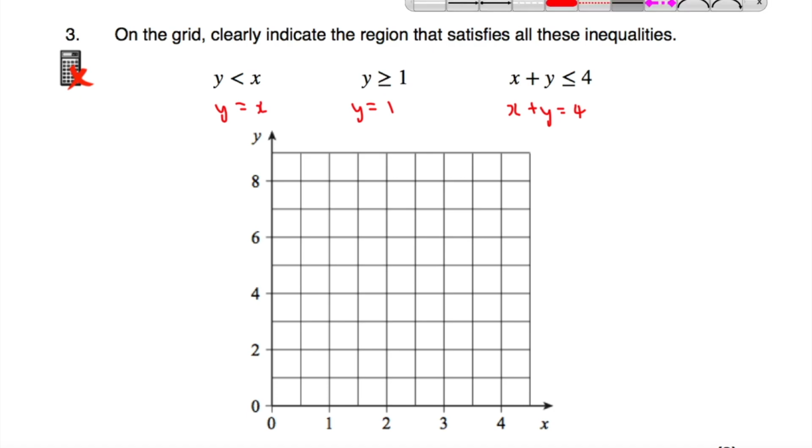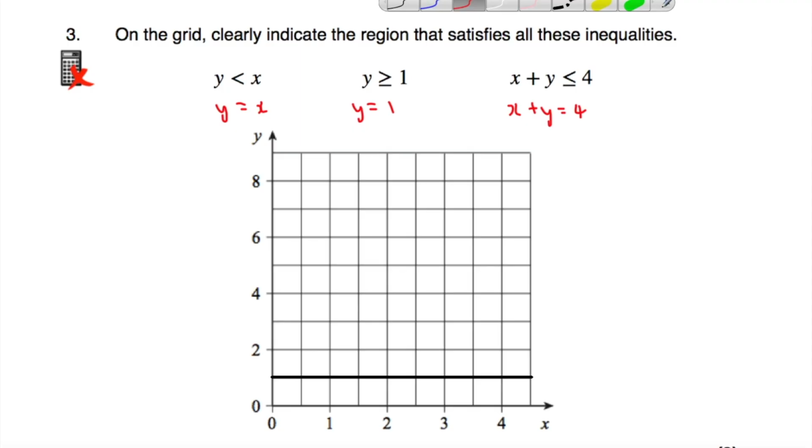So the line of y equals 1 would look something like this. It'd be a horizontal line passing through 1 on the y-axis. So it would look like that. And the reason it would look like that is all those points on that line have got a y-coordinate of 1. So (0, 1), (0.5, 1), (1, 1), (1.5, 1), (1.7, 1), (3, 1), and so on. So all those points on that line have got a y-coordinate of 1.